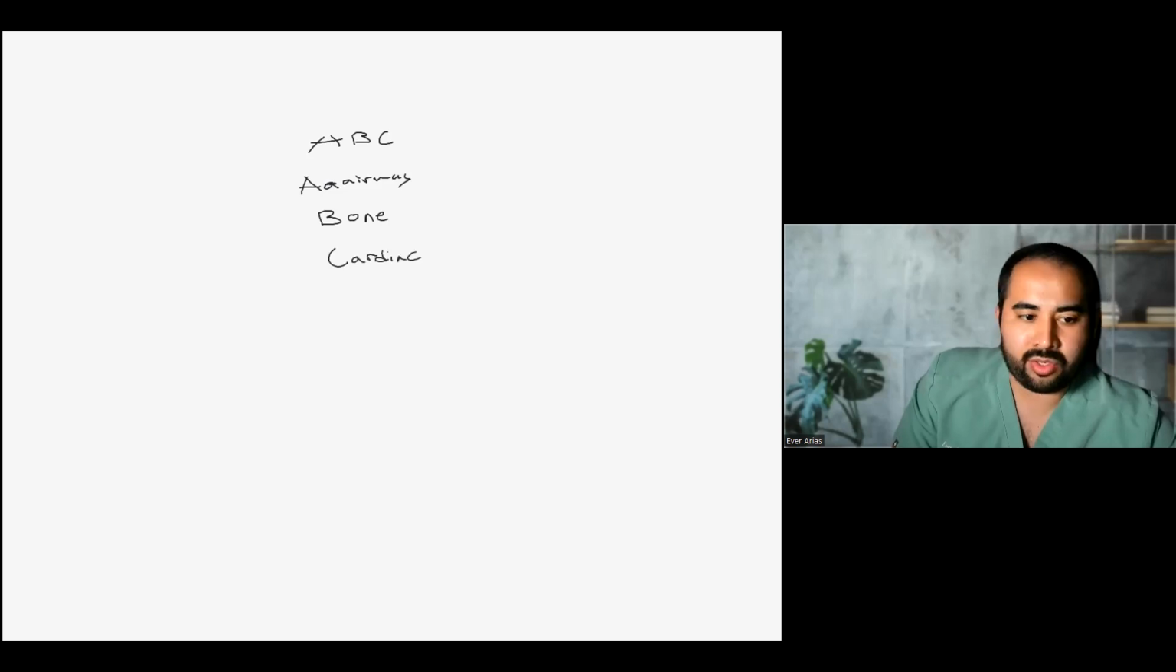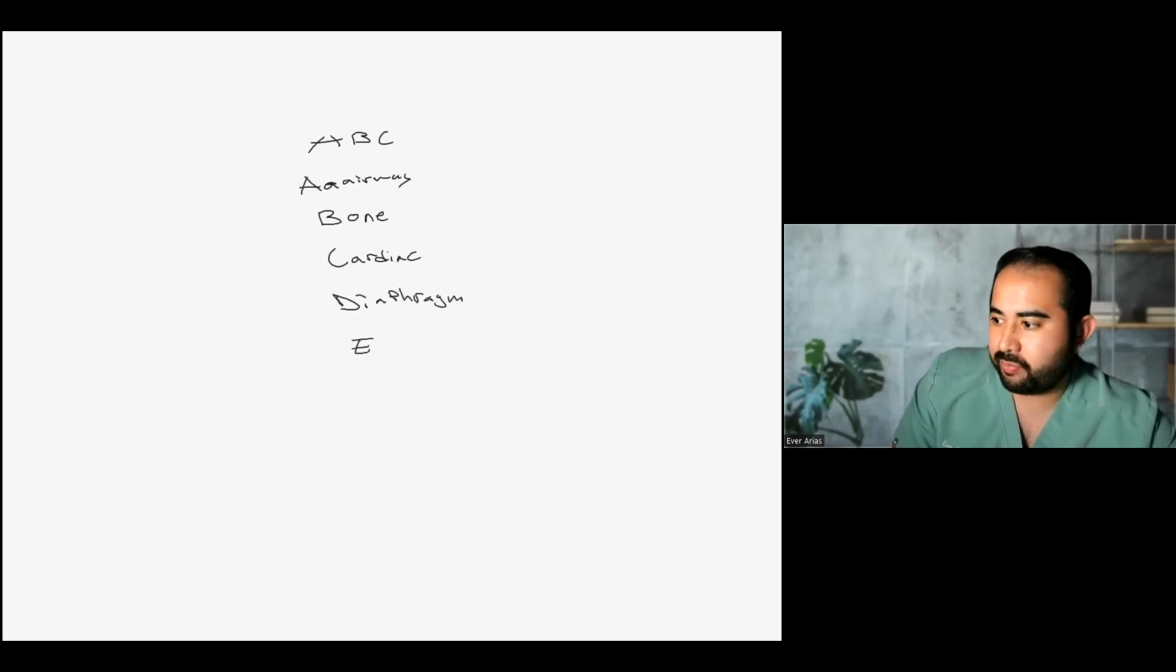The system that I like to use is the ABCs. A is the airway. B would be bone. C would be cardiac. And then you have the rest of the alphabet: D is diaphragm, so you want to make sure you look at the diaphragm and comment if there's any fluid around there.